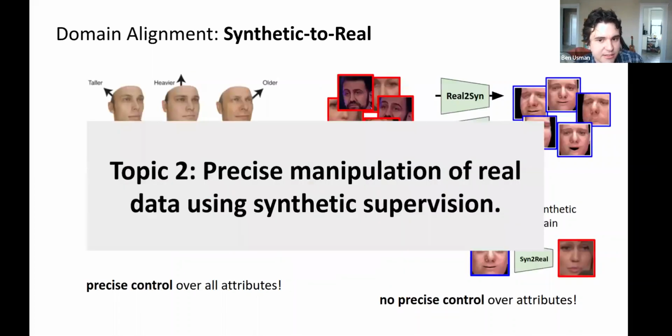Which leads me to the second topic that I wanted to discuss today, which is using image alignment to transfer this precise control over individual attributes that we have in synthetic domains to the real domains, in which we do not have any supervision, and currently we do not have any control over individual attributes whatsoever.